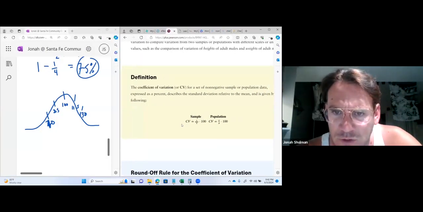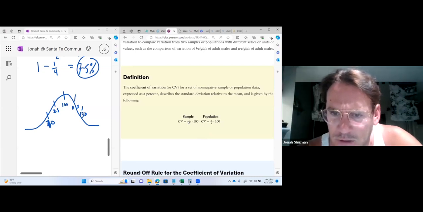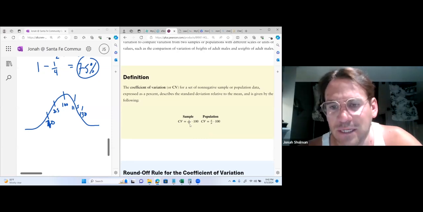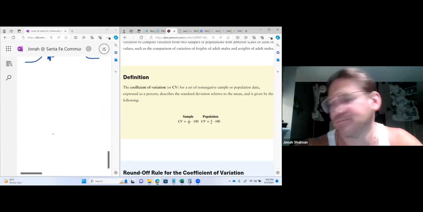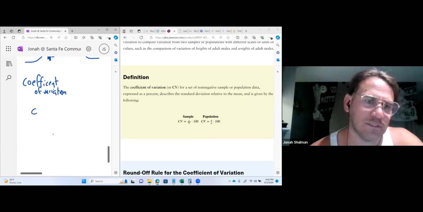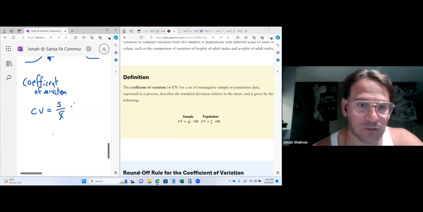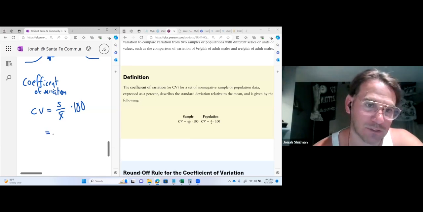So here we go. The coefficient of variation is for non-negative sample data, expressed as a percent. We just take the standard deviation and divide it by the mean to get this coefficient of variation. I haven't seen this in a while. They call this thing CV. Basically, if we have a sample, it's our standard deviation over our mean times 100. That's all it means.